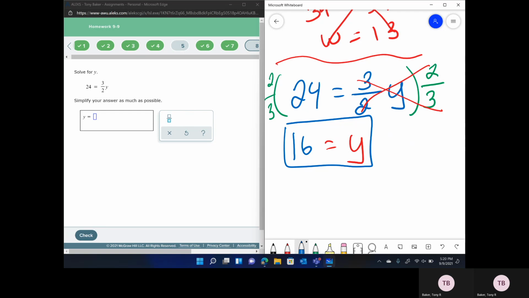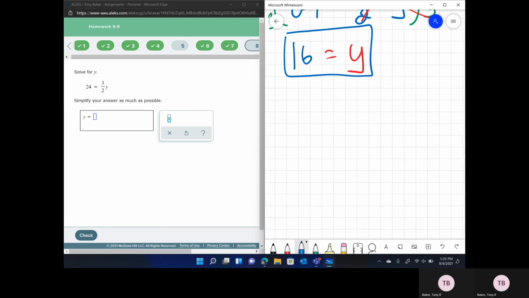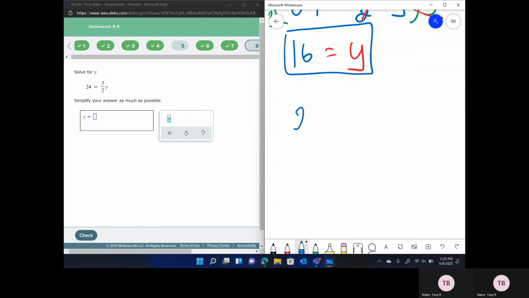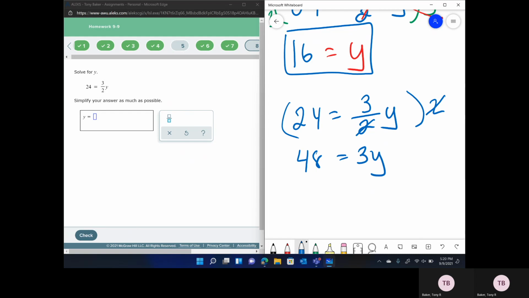You can do this in 2 steps. All right? Because in essence, that's what we just did. So 24 equals 3 over 2y. You can say, all right, let's multiply both sides by 2. So that becomes 48, and that's just going to cross off the bottom 2. Equals 3y. And then divide by 3. I'm almost positive it actually does the reciprocal. And that still equals 16.